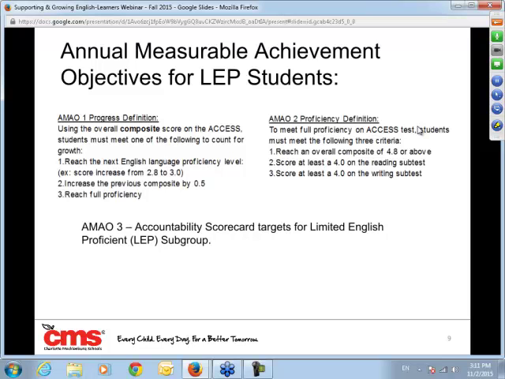AMAO 2, the definition of that is to meet full proficiency on the ACCESS test and to exit LEP status. So they have to reach an overall composite score of 4.8 or above and score at least a 4 on the reading subtest and a 4 on the writing subtest in order to exit LEP status. And then AMAO 3 is the accountability scorecard targets for LEP students.